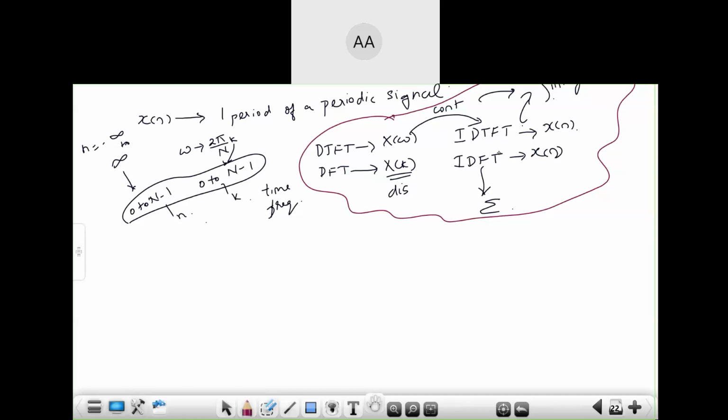Let me do the next one, then I will take attendance. Okay. Next is relationship to Z transform. Okay. We have all finished writing.